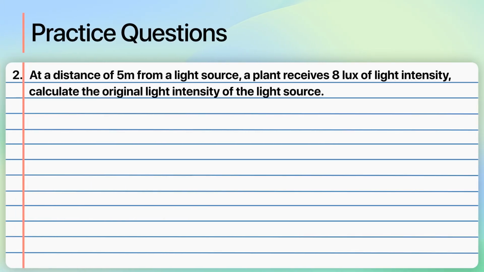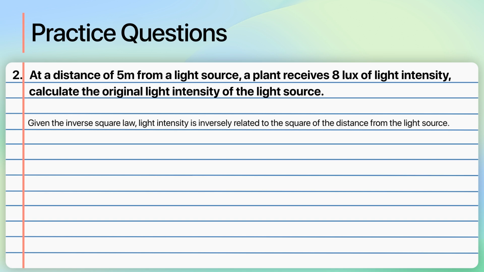Now for our second question, at a distance of 5 meters from a light source, a plant receives 8 lux of light intensity. Calculate the original light intensity of the light source. Pause here to have a go. Now let's walk through the answer.